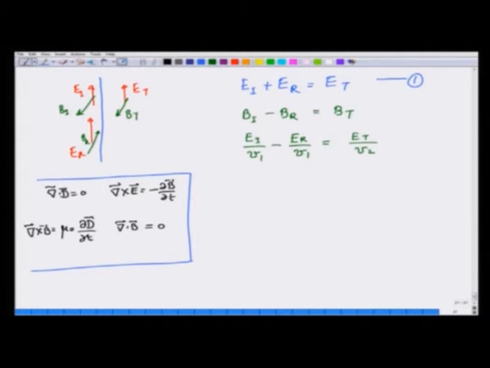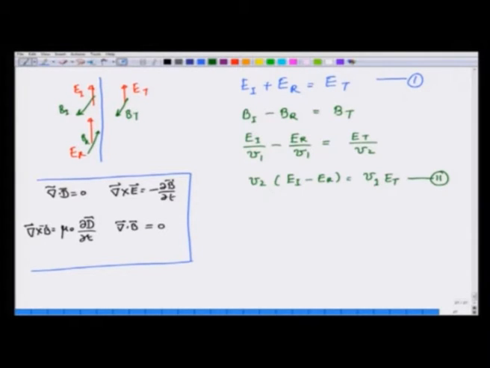So, these again, if you manipulate, they give the relationship that B is equal to E by V, and this immediately leads to V 2 (E I minus E R) is equal to V 1 E transmitted. That is my equation 2. I have gotten two equations, two unknowns, E transmitted and E reflected, and I can solve for them.